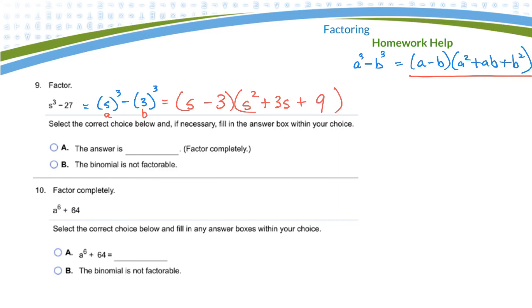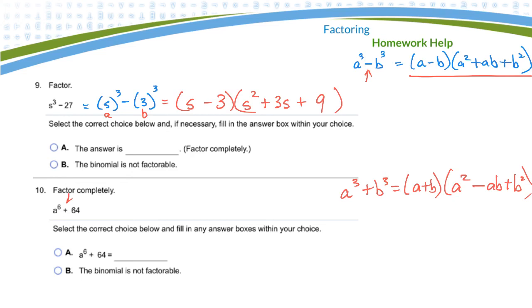Done. Next one, a to the 6 plus 64. That looks like a sum of cubes as well. But this one is a sum, not a difference. This one is a difference. So here's the formula for that. A cubed plus b cubed. And these formulas I give you on the test all the time. So it's a plus b, a squared minus ab plus b squared. It took me about 20 years before I memorized those formulas. But you have them on your sheet.